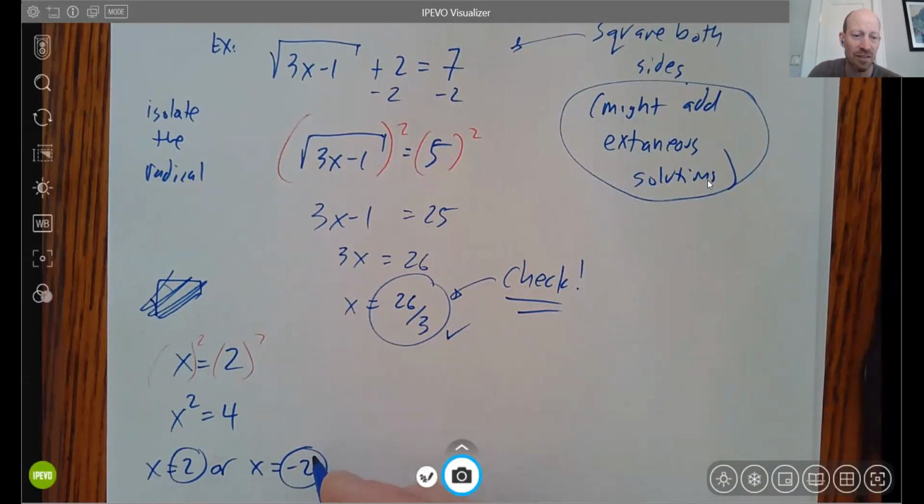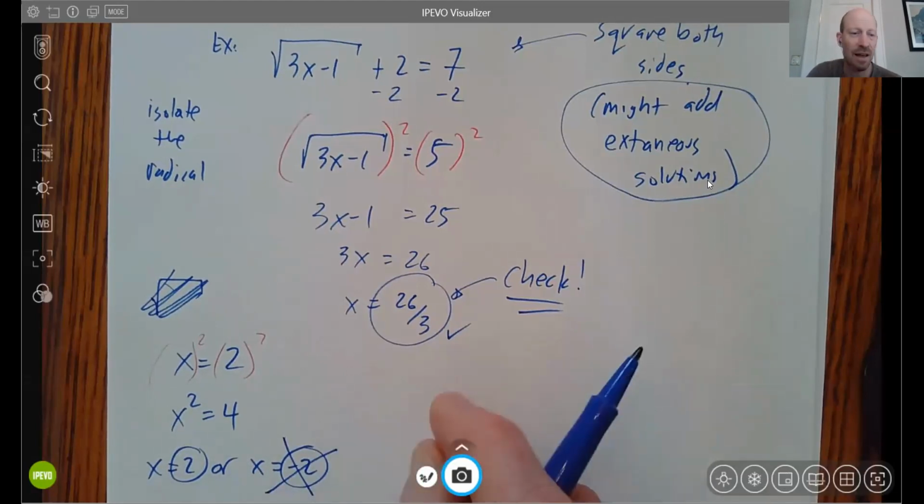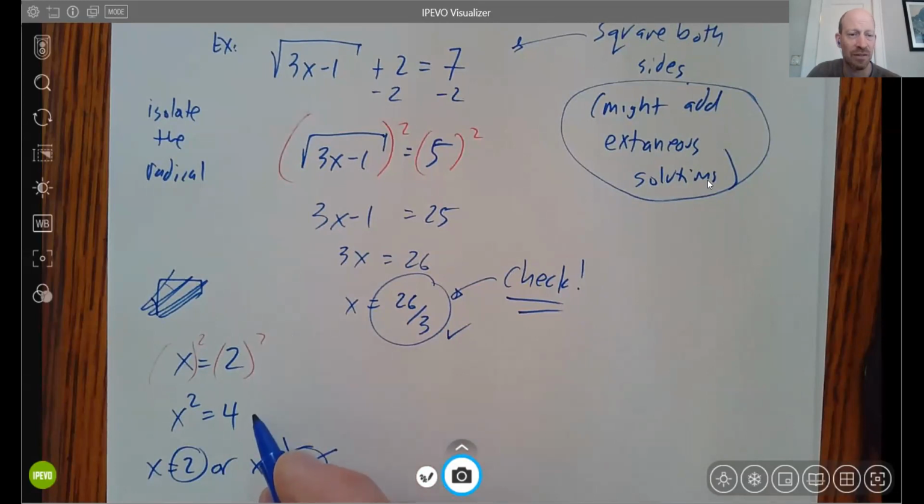But when I try the solution back in the original problem, certainly minus 2 does not equal 2. So that's an example of an extraneous solution, right? When I squared both sides, I added an extra solution that didn't really work in the original problem. I didn't lose the solution that I started with, but you can add more.